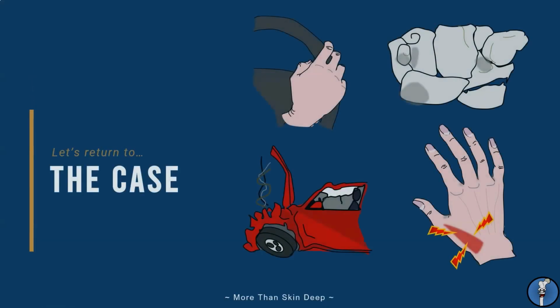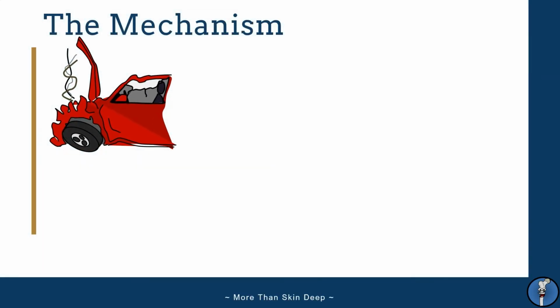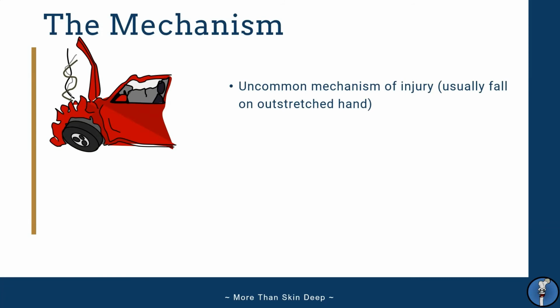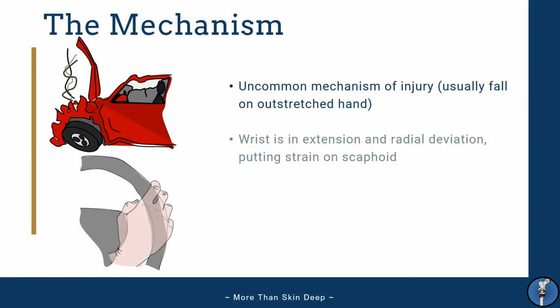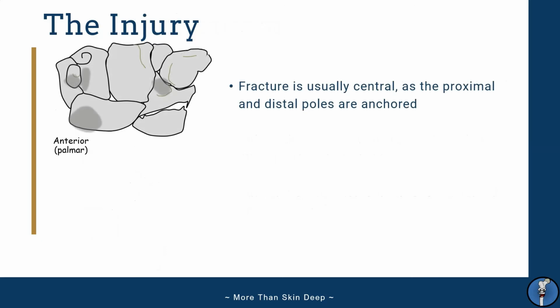So now let's go back to the case using our newfound anatomical knowledge. This mechanism of injury is relatively uncommon for a scaphoid fracture, normally seen following a fall on an outstretched hand. Although when driving you'll notice the wrist is in slight extension and radial deviation, putting strain on the scaphoid, which is in the lower left part of the hand on this image. This means when a sudden deceleration occurs and the hand is fixed in place, it can lead to a scaphoid fracture. The fracture is almost always central, as the proximal pole is anchored in the wrist joint and the distal pole is anchored in its carpal joints.